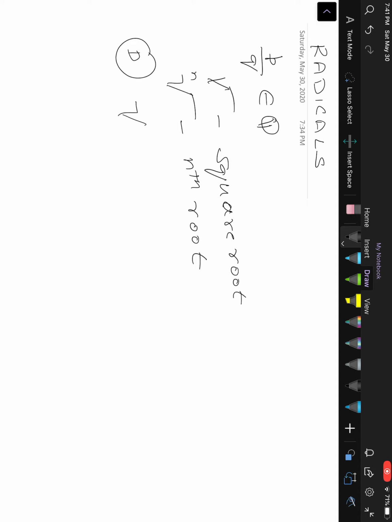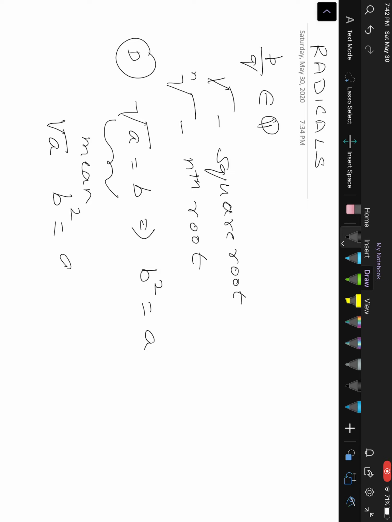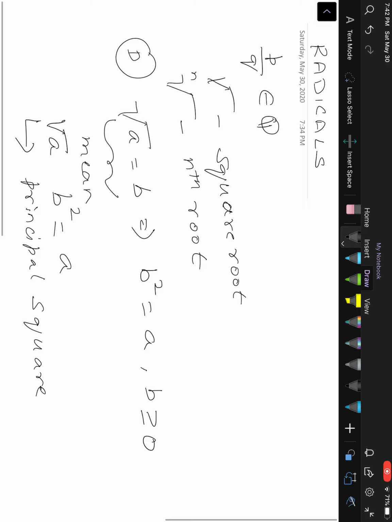Suppose we write square root of a is equal to b. What does this actually mean? This implies that if we multiply b twice, we will get a. So if you are asked to find the value of square root of a, it means to find that number b which when squared will give us a back. And here b is always greater than or equal to 0. So this is said to be the principal square root or just square root.